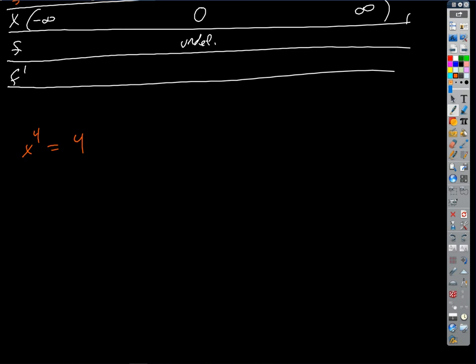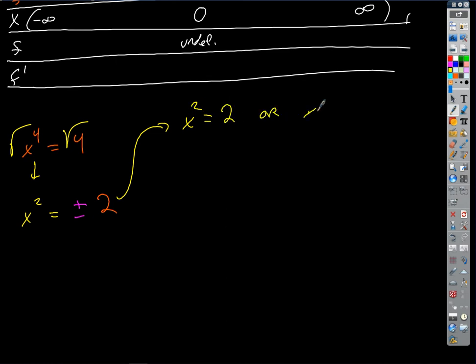So if I square root both sides, that gives me x squared equals, because I square rooted both sides, think back to Algebra 2, how many times did we harp on this: if you take the square root of both sides of an equation, you have to introduce a plus or minus. So we get plus or minus, and the square root of 4 is 2. Now at this point we've got two solutions: x squared equals 2, or x squared equals negative 2.